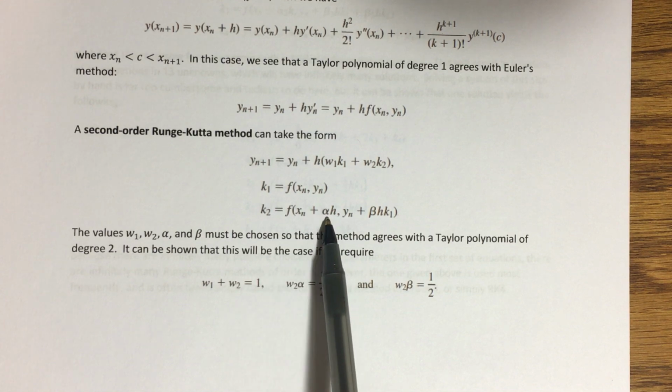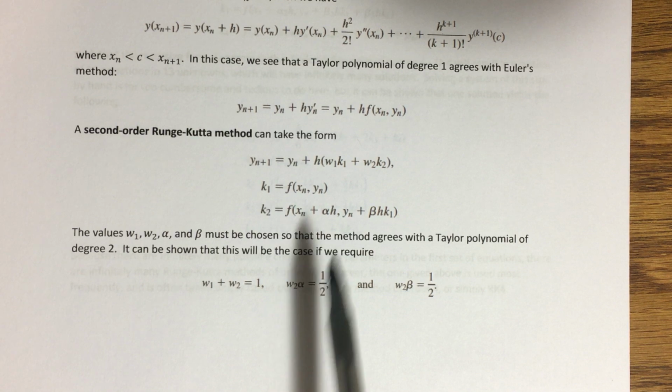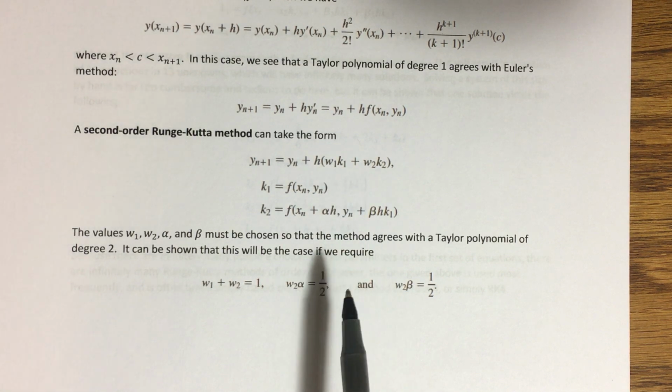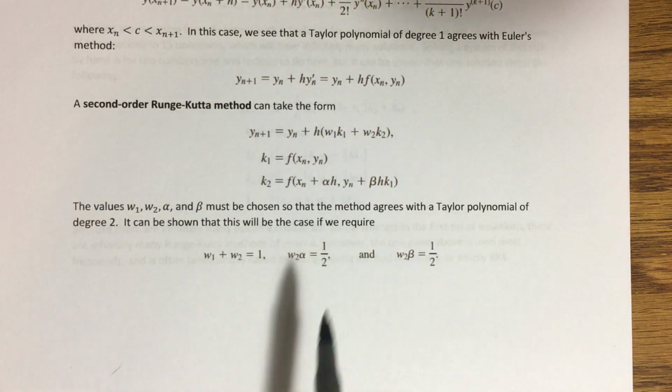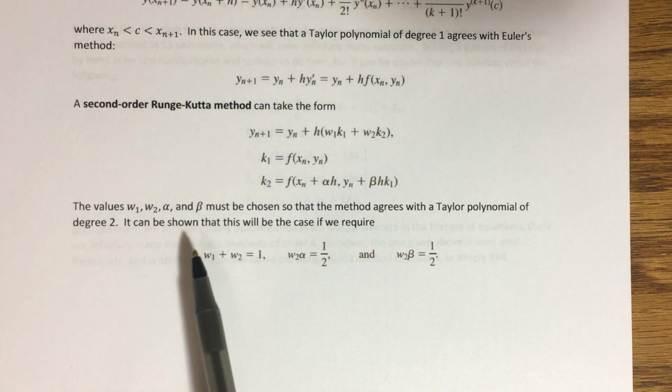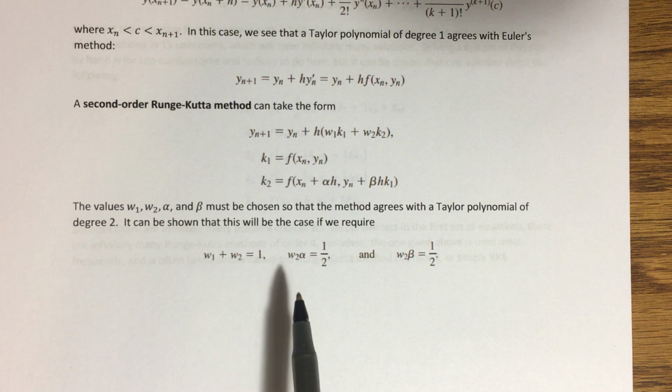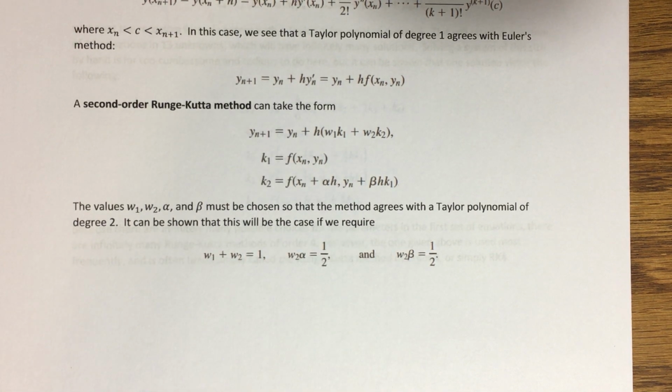We need to know what alpha and beta are equal to, and we also need to know what the weights W1 and W2 are equal to. And again, we're not going through the argument here because it's a little bit beyond the scope of what we're trying to accomplish, but you can take my word for it. It can be shown that if we want this to agree with a Taylor polynomial of degree 2, then for one thing, W1 plus W2 has to equal 1. That's required just because we're talking about a weighted average, and we talked about that condition already. However, we can also show that W2 times alpha would have to equal 1/2, and W2 times beta would have to equal 1/2. These requirements will allow this to agree with a Taylor polynomial of degree 2.